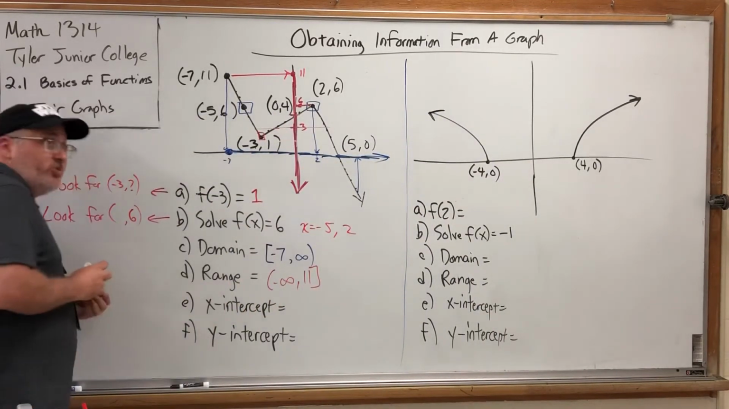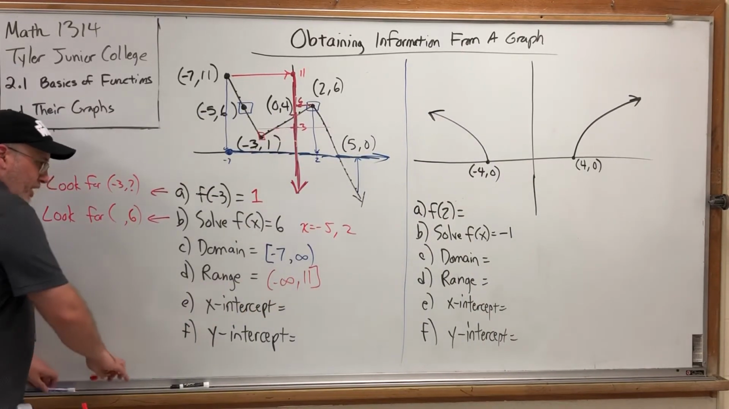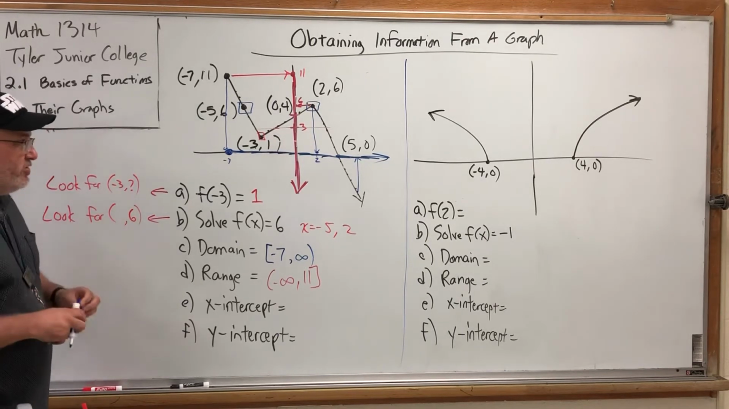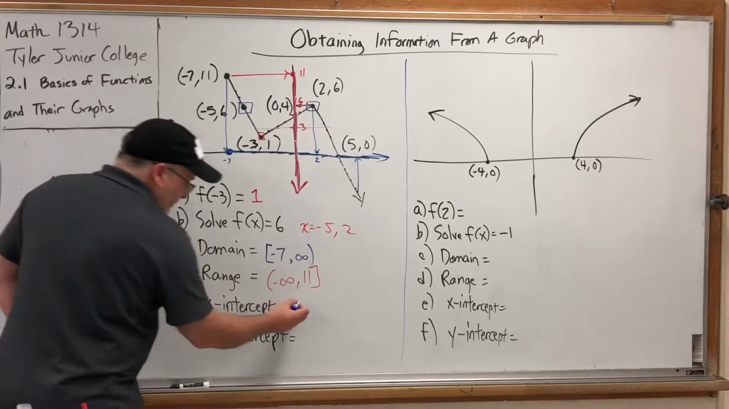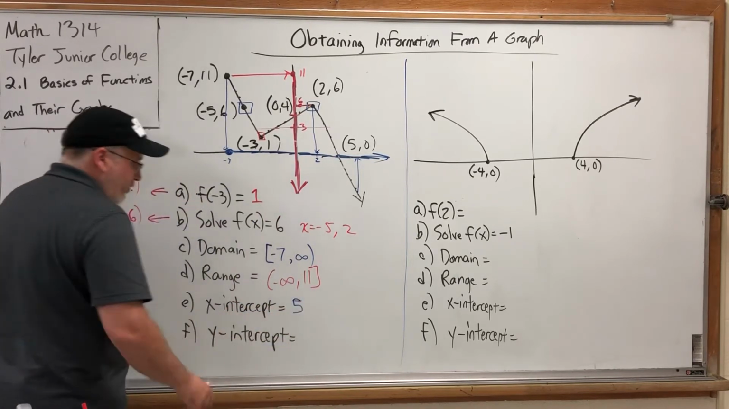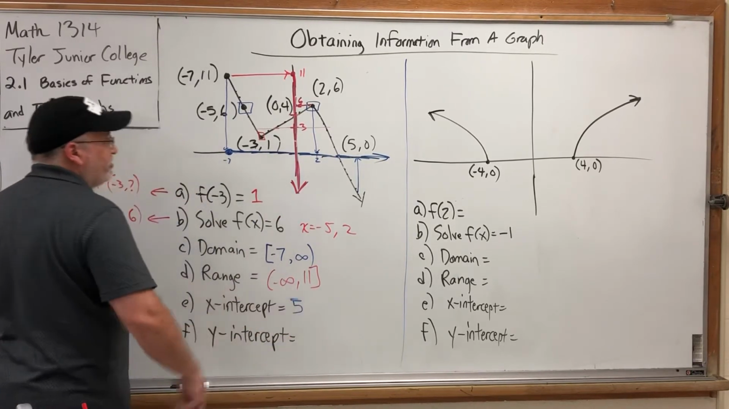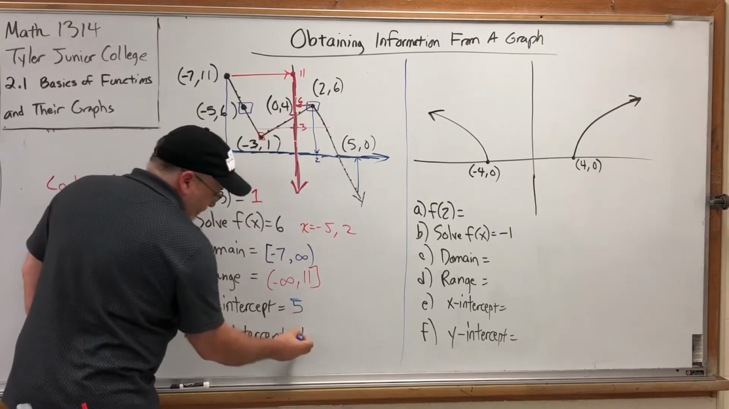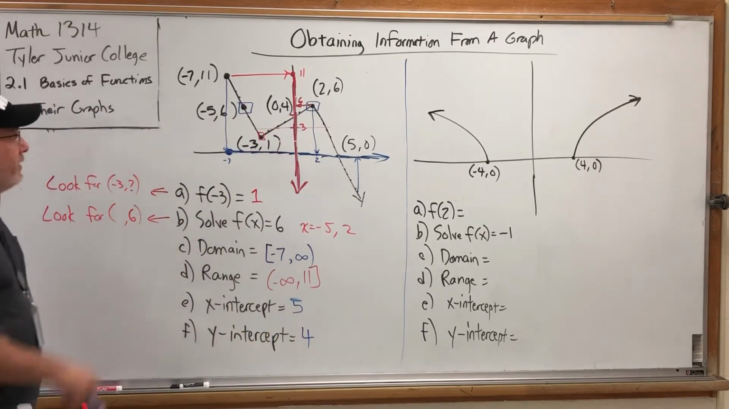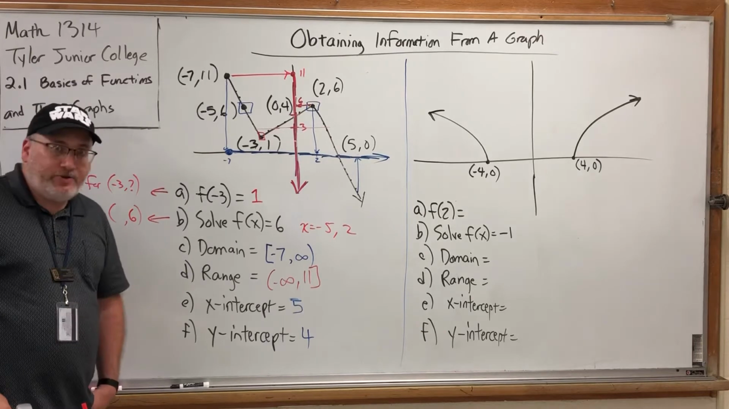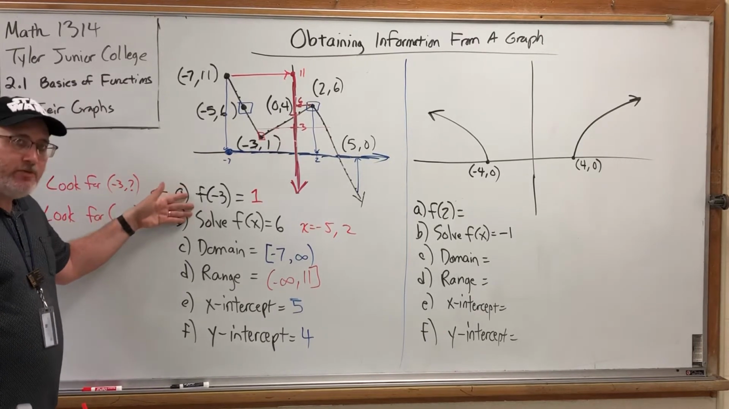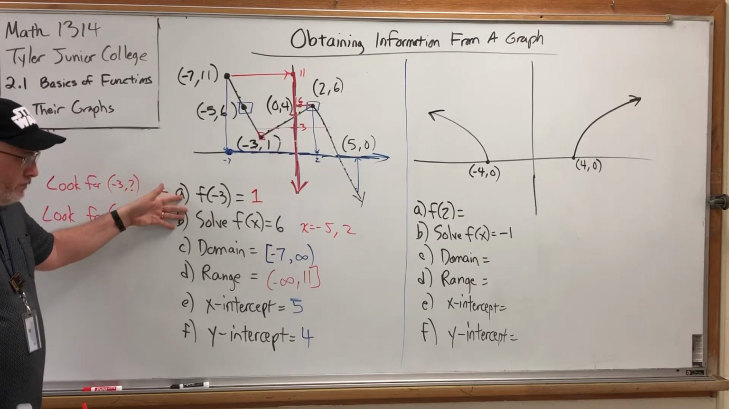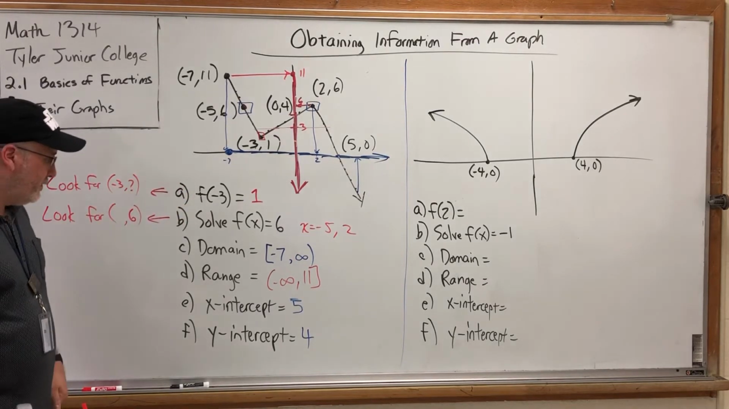For the intercepts, this is easy. The x-intercept is the value where the graph crosses the x-axis. That's over here at 5. And the y-intercept is the value where the graph crosses the y-axis, and that's up here at 4. So obtaining information from a graph is pretty straightforward if you remember the relationship between function notation problems and ordered pairs. X goes in, y comes out.